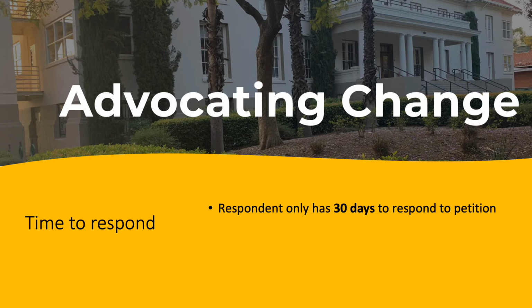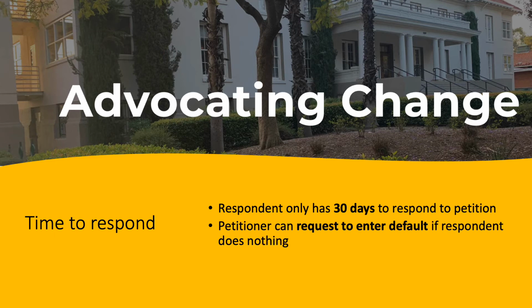Once the respondent is served with the petition, they will only have 30 days to respond. If the respondent misses this deadline, the petitioner can request to enter default. If the court grants a default judgment, then the respondent will have no say in the case, and any orders the petitioner asked for in their petition will most likely be granted. If you are the respondent, you want to make sure you do not miss this deadline.